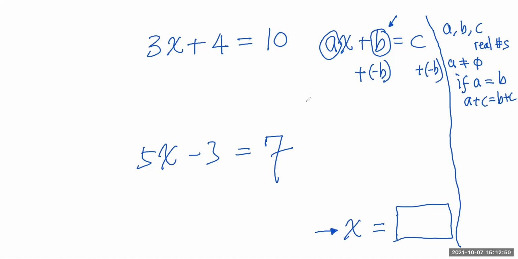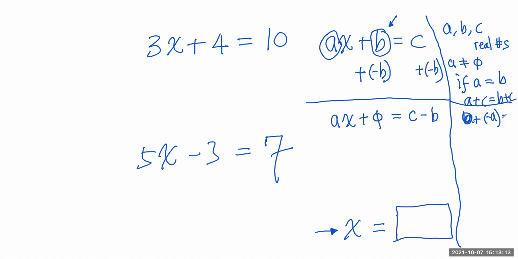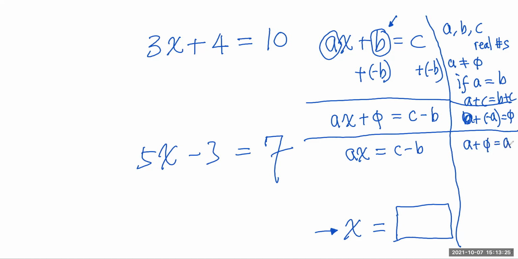So now, what do we have? Now we know b plus negative b is 0. So we get ax plus 0. Now on this side, c plus negative b is basically c minus b. And so now we are using the rule a plus negative a equals 0. That's our inverse rule. And of course, this is ax. This is still c minus b. And then we use this rule, a plus 0 is a.